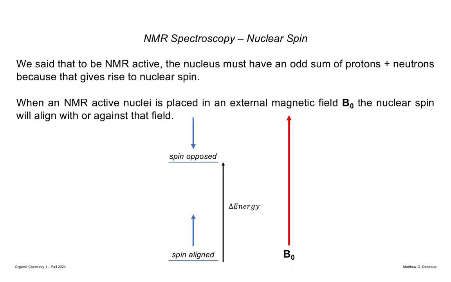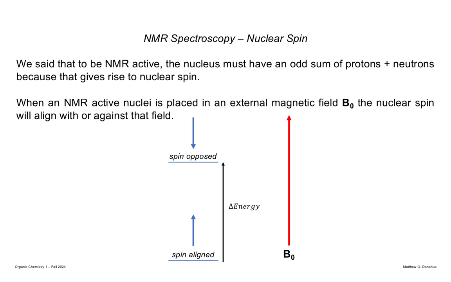So what is the reason for this? And again, this is a very simple explanation of why this happens. To be NMR active, the nuclei must have an odd sum of protons and neutrons to give rise to the nuclear spin. And again, that's what's detected. So it's 1H, the 1 is odd, or it's 13C, the 13's odd.